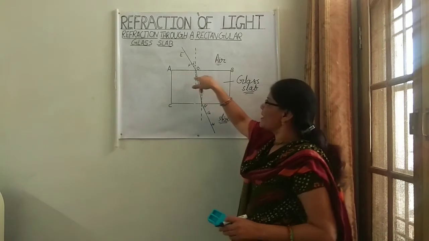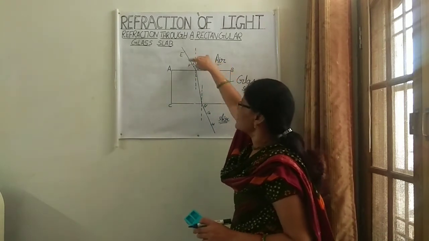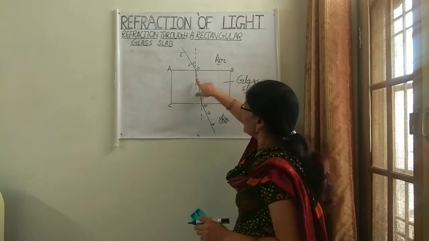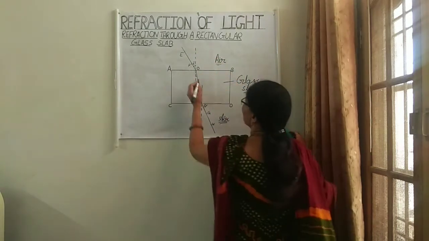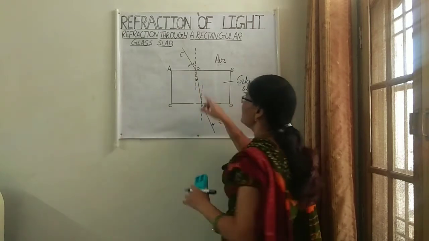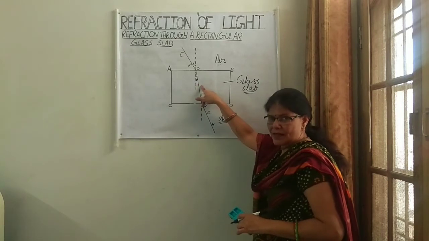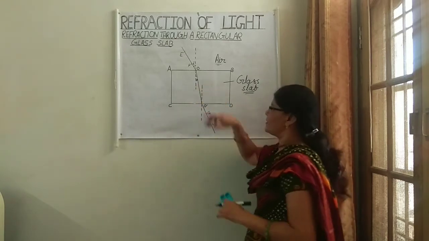And at this interface, this is the angle of incidence, which is formed between the incident ray and normal. And this is the angle of refraction, which is formed between the normal and refracted ray.